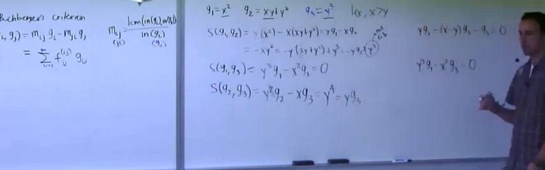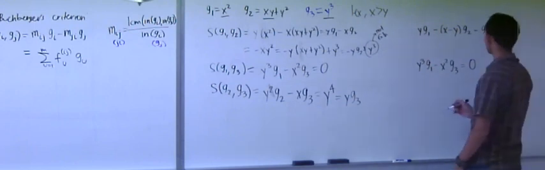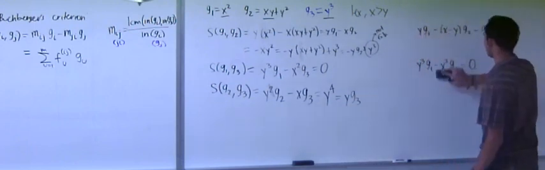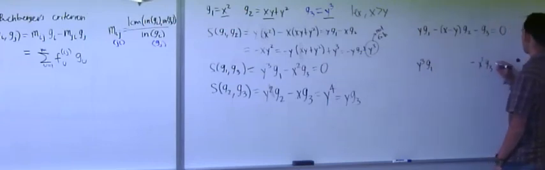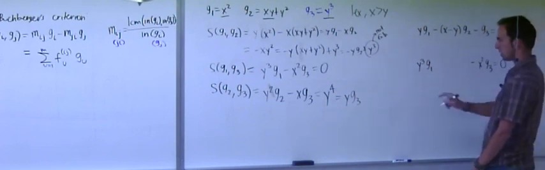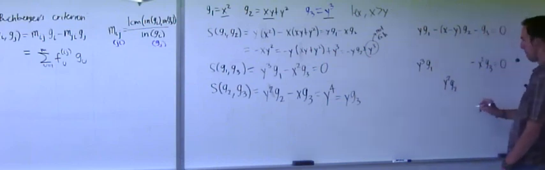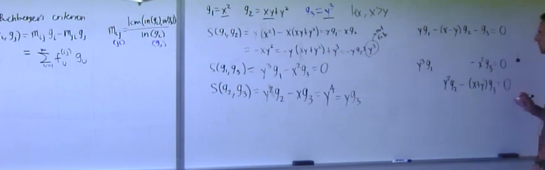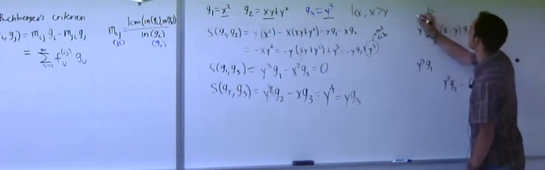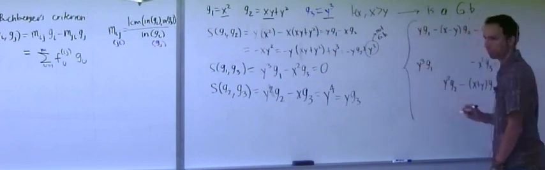No remainder, and that means first of all, this is a Gröbner basis. And second of all, we have a new syzygy. Okay? Maybe I want to write this like this, actually. Okay, and then y squared g2 minus x plus y g3 is equal to 0. Okay. So we concluded two things, that this is a Gröbner basis, and then we have some syzygies. Okay?